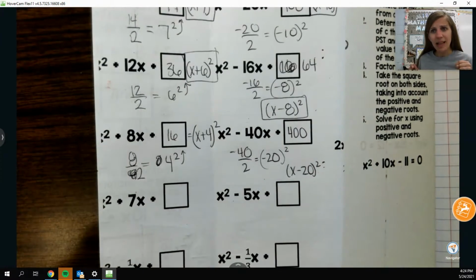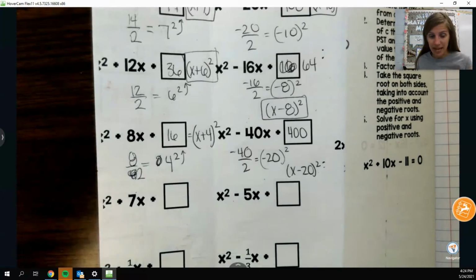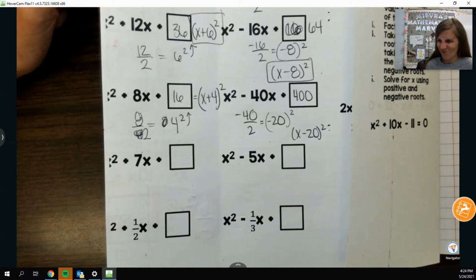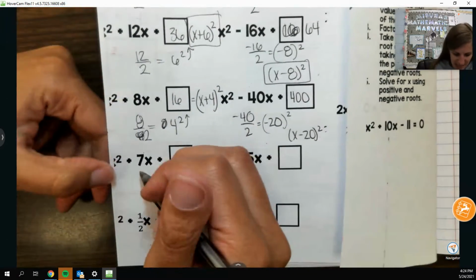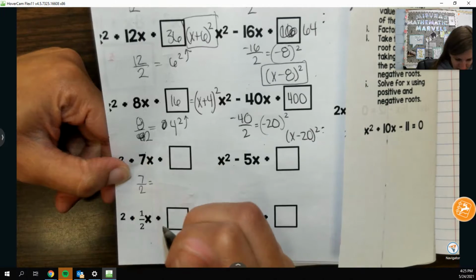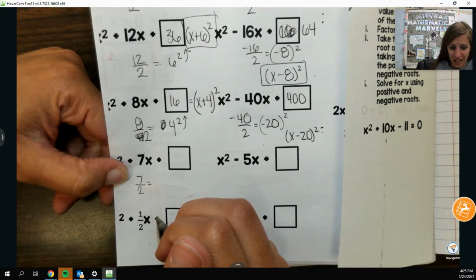Which I know it feels like that last number sort of doesn't matter either, but it does matter. All right. On to some trickier ones. Because if I take the 7, I have to take half, and it doesn't really go.